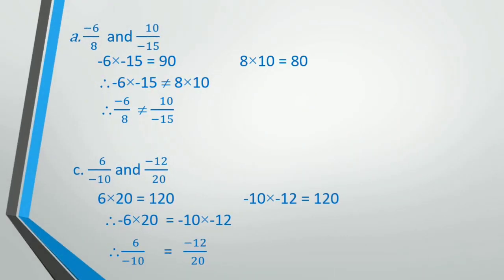By doing the same procedure, we have seen that the second pair of numbers are not equal and the third pair of numbers are equal.